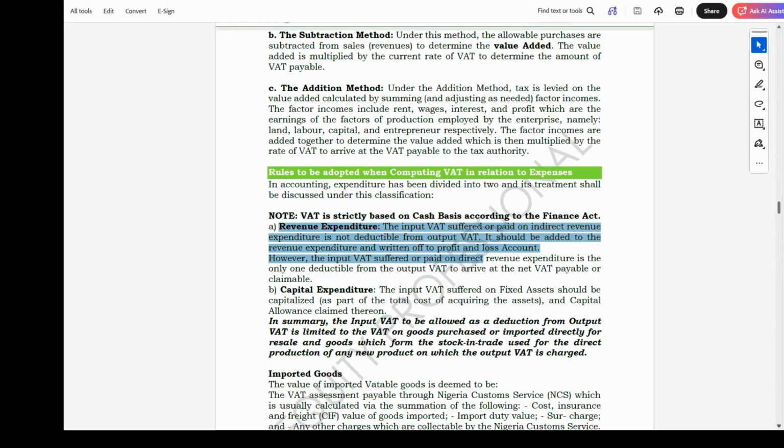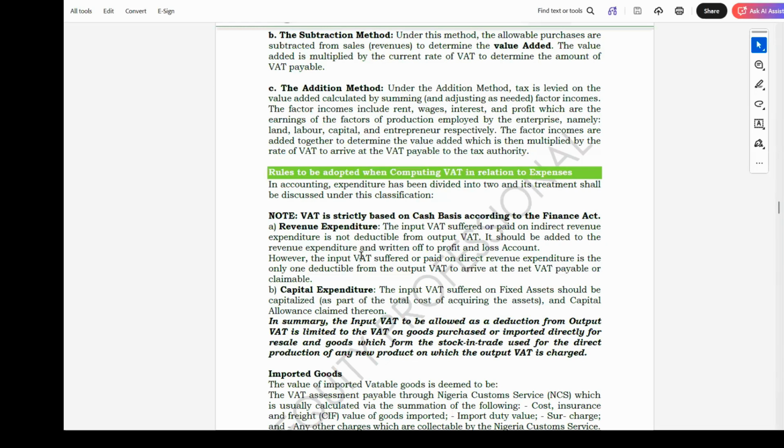Then in the case of revenue expenditure, revenue expenditure is grouped into two forms. For our revenue expenditure, we are going to group them into two major forms: direct revenue expenditure and indirect revenue expenditure. Revenue expenditure can either be direct or indirect revenue expenditure. So these are the two types of revenue expenditure that are available.